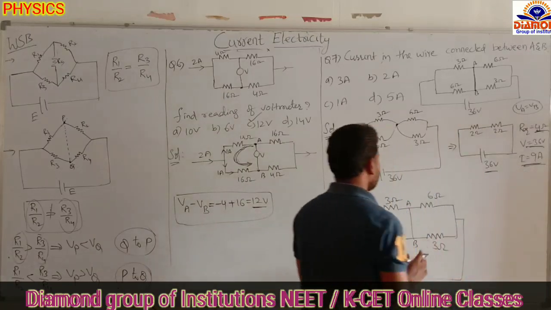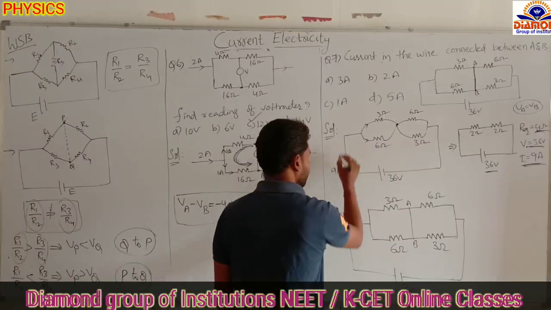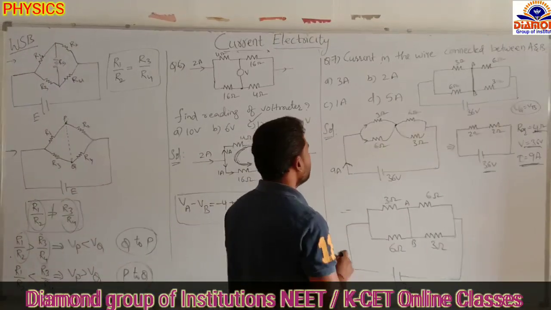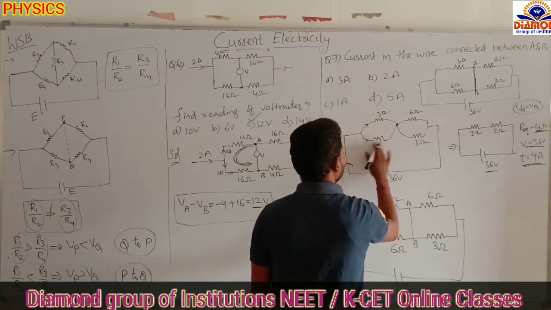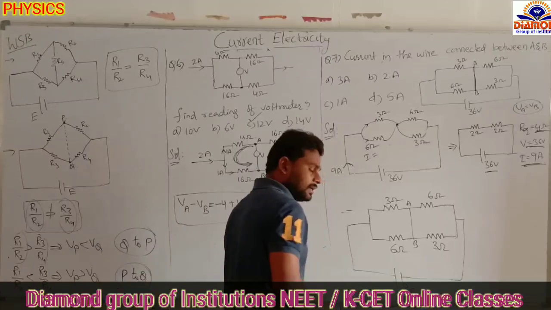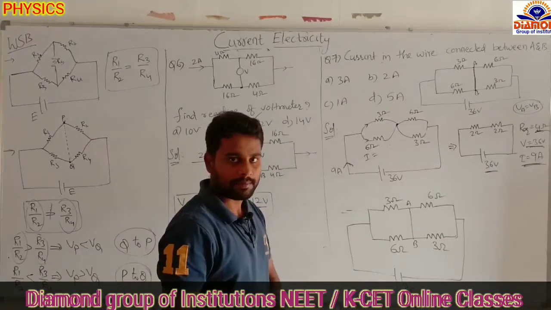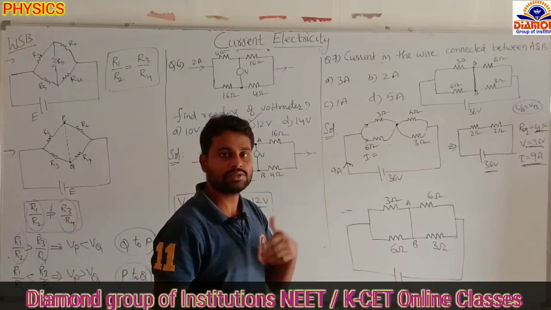That means how much current is flowing through the circuit? 9 amperes. See now, from the circuit, 9 amperes current is flowing. Okay, how much current is flowing through this resistor, this resistor, this resistor? This we have to find. This is the 6 ohm resistor. The current flowing through this one is found by the current division rule. If the resistors are parallel, then use the current division rule. If the resistors are in series, use the voltage divider rule.